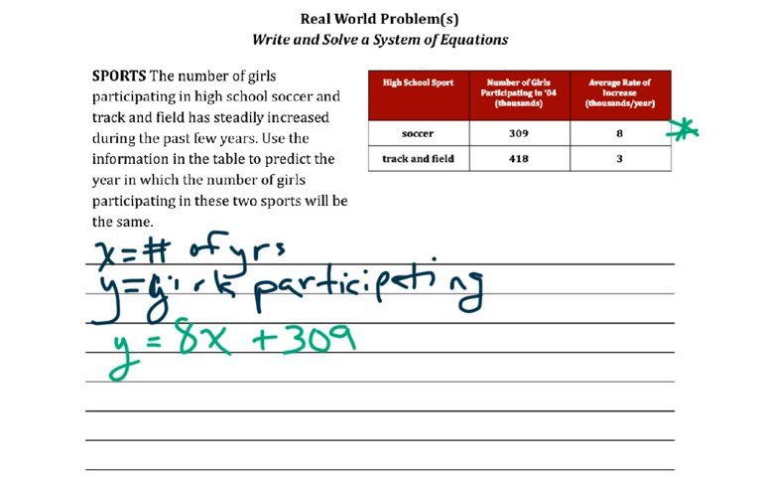For track and field, if that one feels comfortable, I think this is even more straightforward, because you'd be like, well, 3x, because it just goes up by 3,000 every year. And so like right now there's more playing track and field than there are playing soccer. But since track and field is getting more popular but not as quickly as the other sport, it can make sense that eventually those will run into each other.